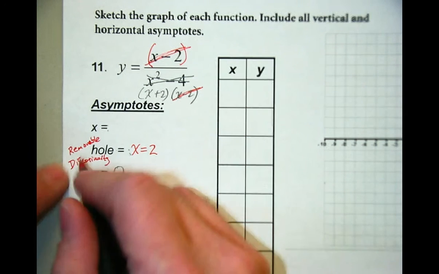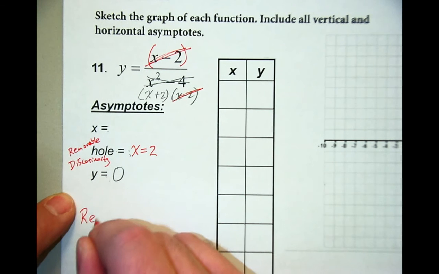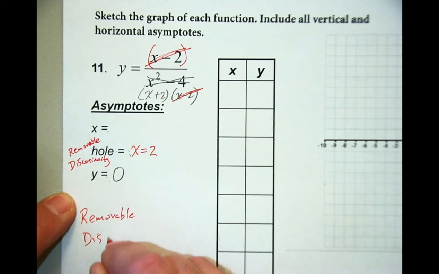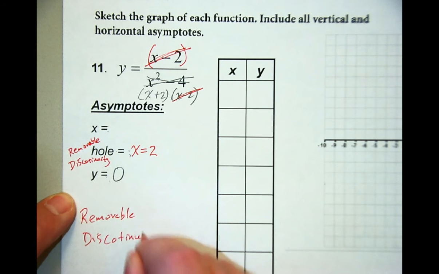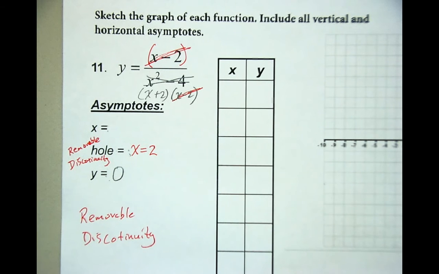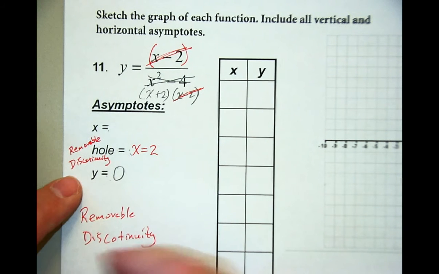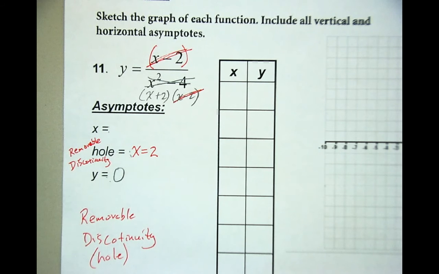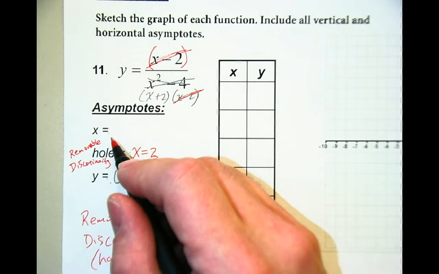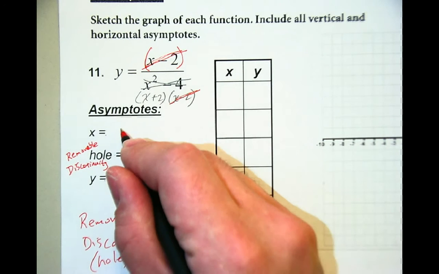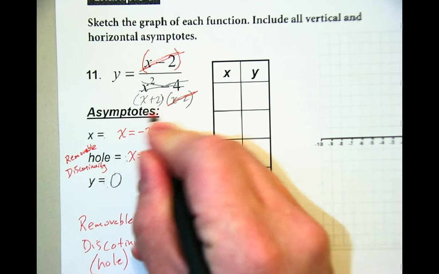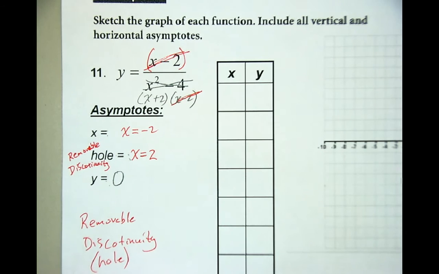Okay, sorry, this is really hard to read, so let me write it down here. Removable discontinuity. Also known as a hole. That's what I will call it most of the time. Okay? What is remaining? X equals negative 2. Yeah, this piece. That 0 is remaining. That is my x asymptote.